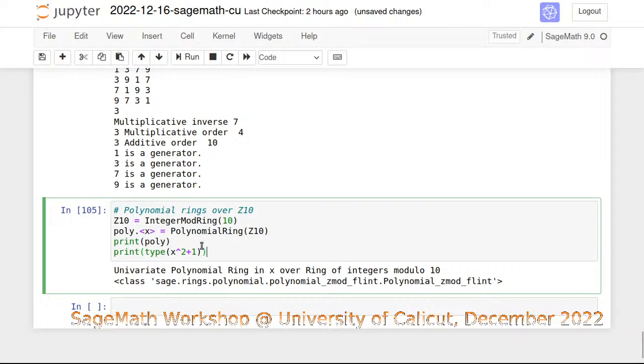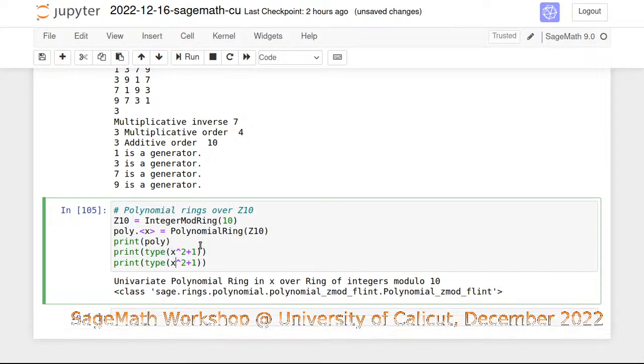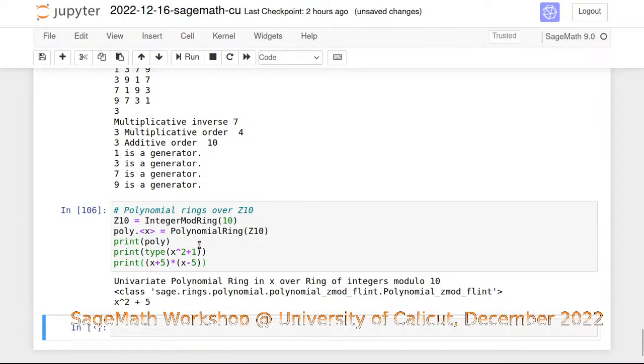Now we can perform operations as well. Suppose that we have x plus 5 into x minus 5, type is not necessary. We expect the answer to be x square minus 25, but modulo 10 it has to be x square minus 5 or x square plus 5, because minus 5 is not actually present there. So we get the result to be x square plus 5.